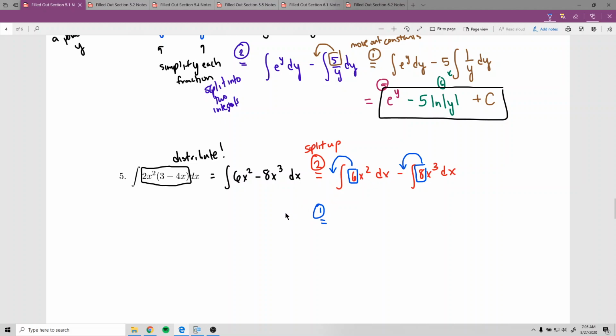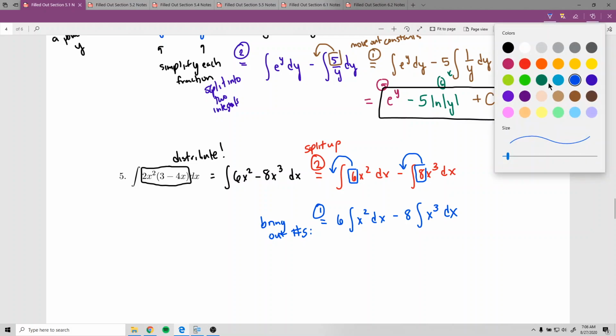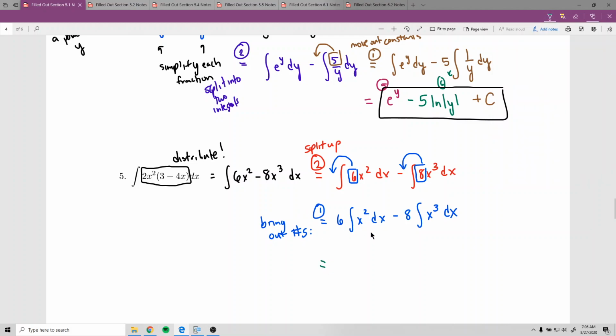We can bring out the coefficients, bring out the numbers, bring out the constants, whatever you want to call them. There's nothing wrong with either of those names. So we have 6, integrate x squared dx, minus 8, integrate x cubed dx. And now the inside, just like from before, is just powers of x. So we can use the power rule because the power is not -1 in either of them.